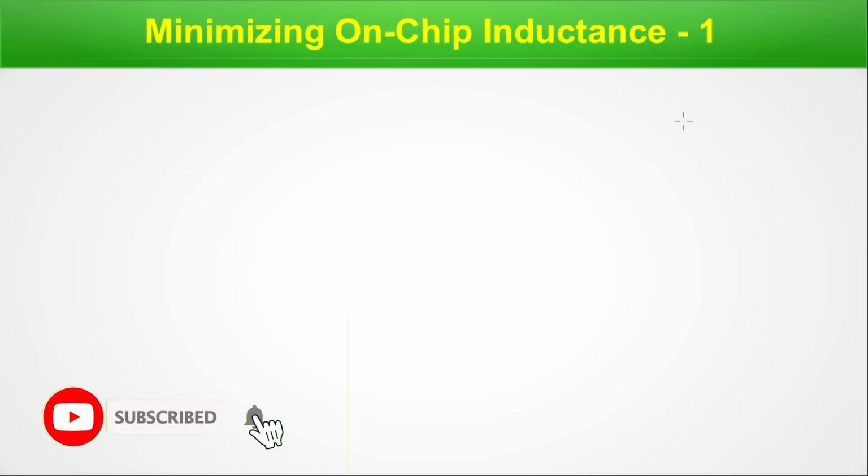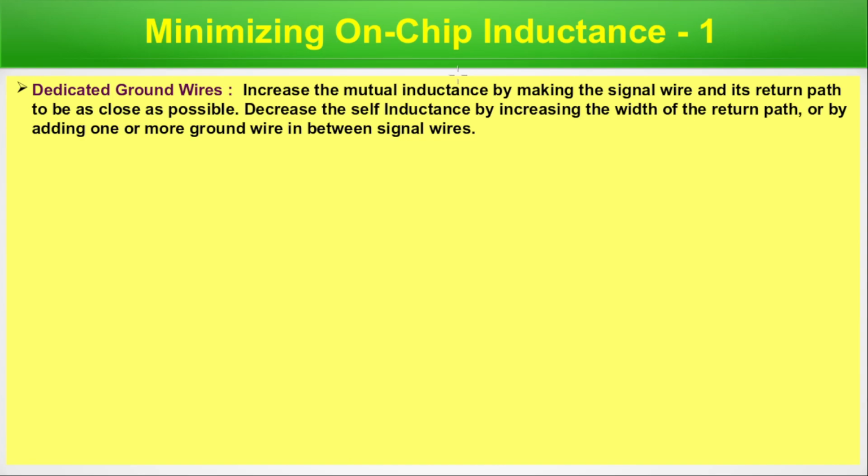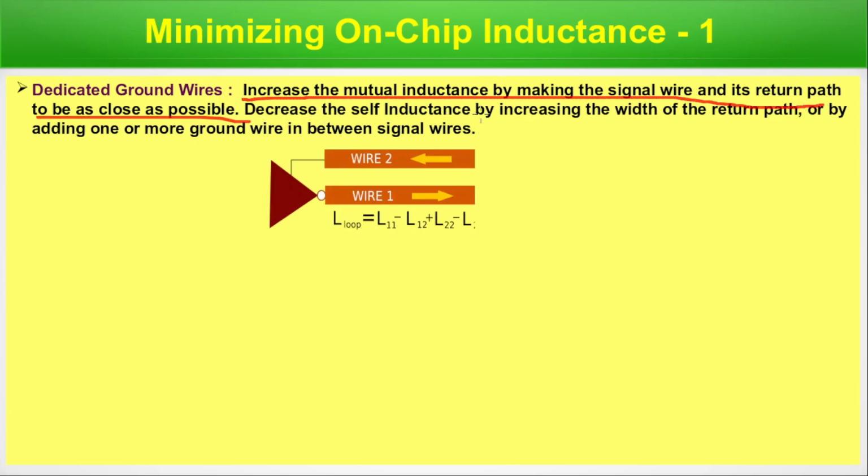Minimizing on-chip inductance: dedicated ground wires. Increase the mutual inductance by making the signal wire and its return path as close as possible. Decrease the self-inductance by increasing the width of the return path or by adding one or more ground wires between signal wires. First, it gets a return path, and it increases the mutual inductance and decreases the self-inductance.